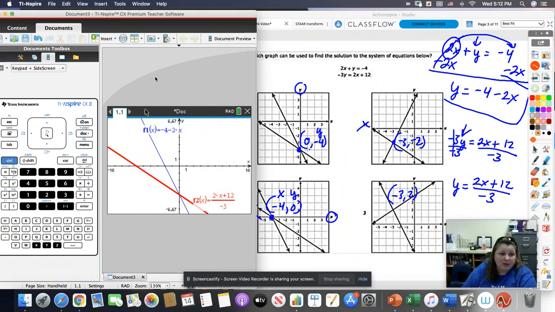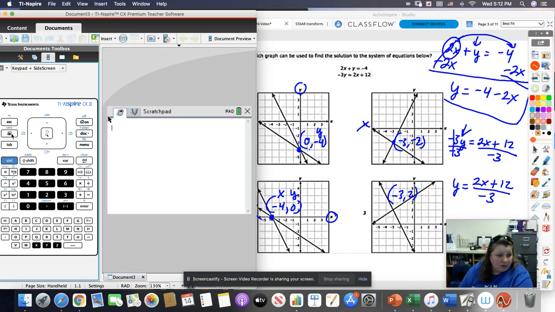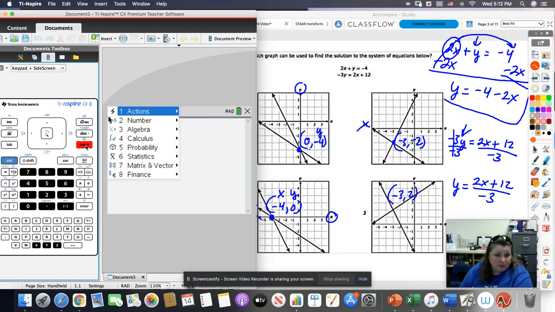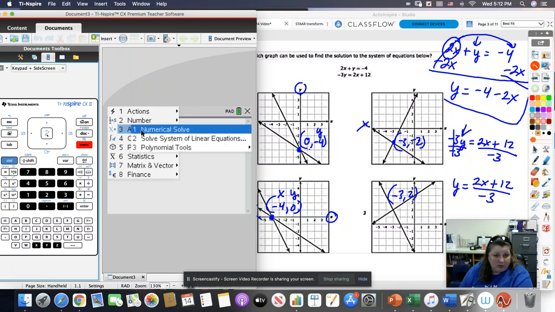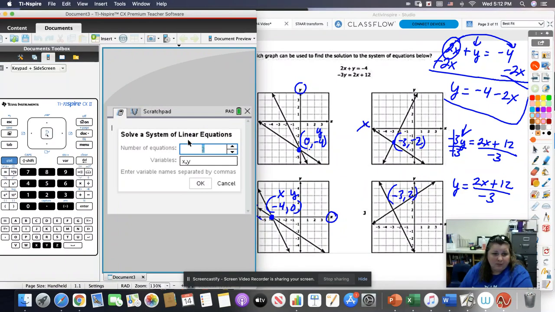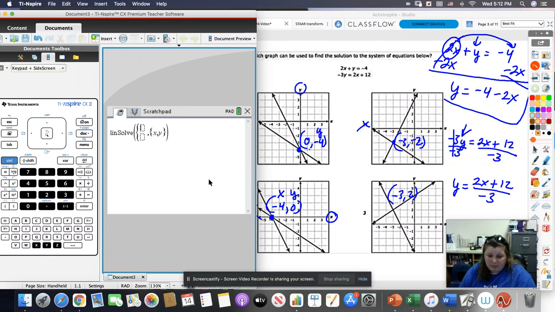Okay, so the other method in a calculator is to go to the calculate part. You're going to hit menu, algebra, and solve a system of equations. And then we have 2 equations. Our variables are x and y. You click OK. And then you just type them in here.